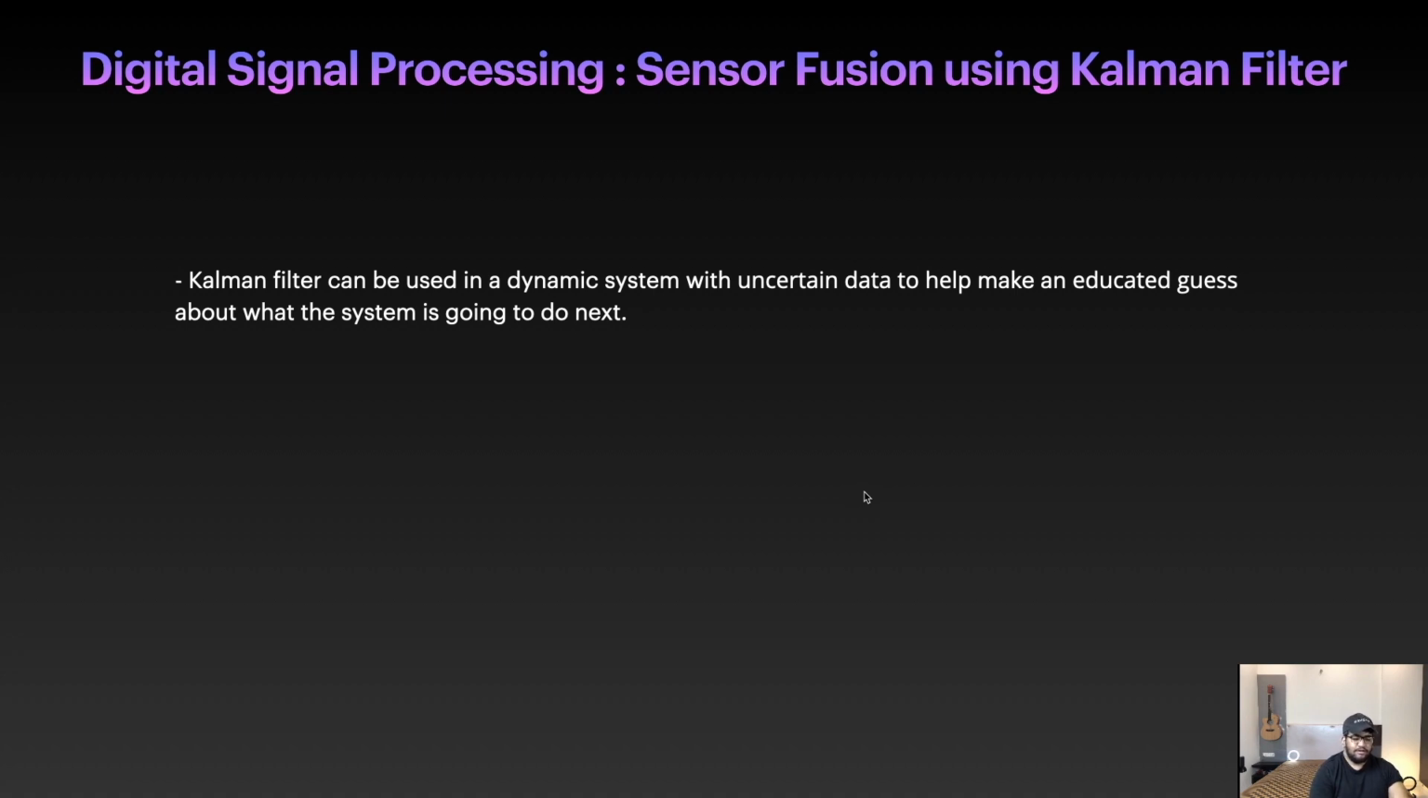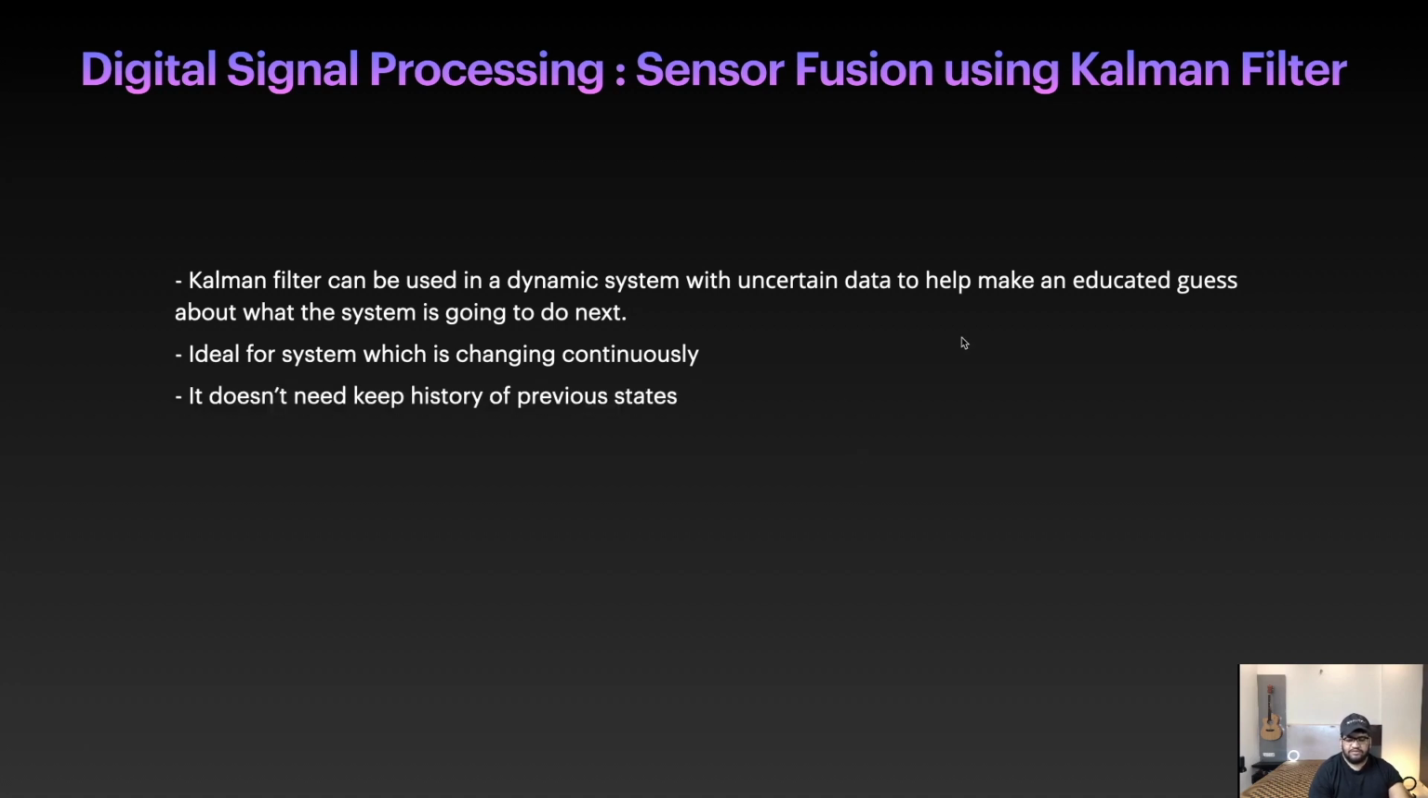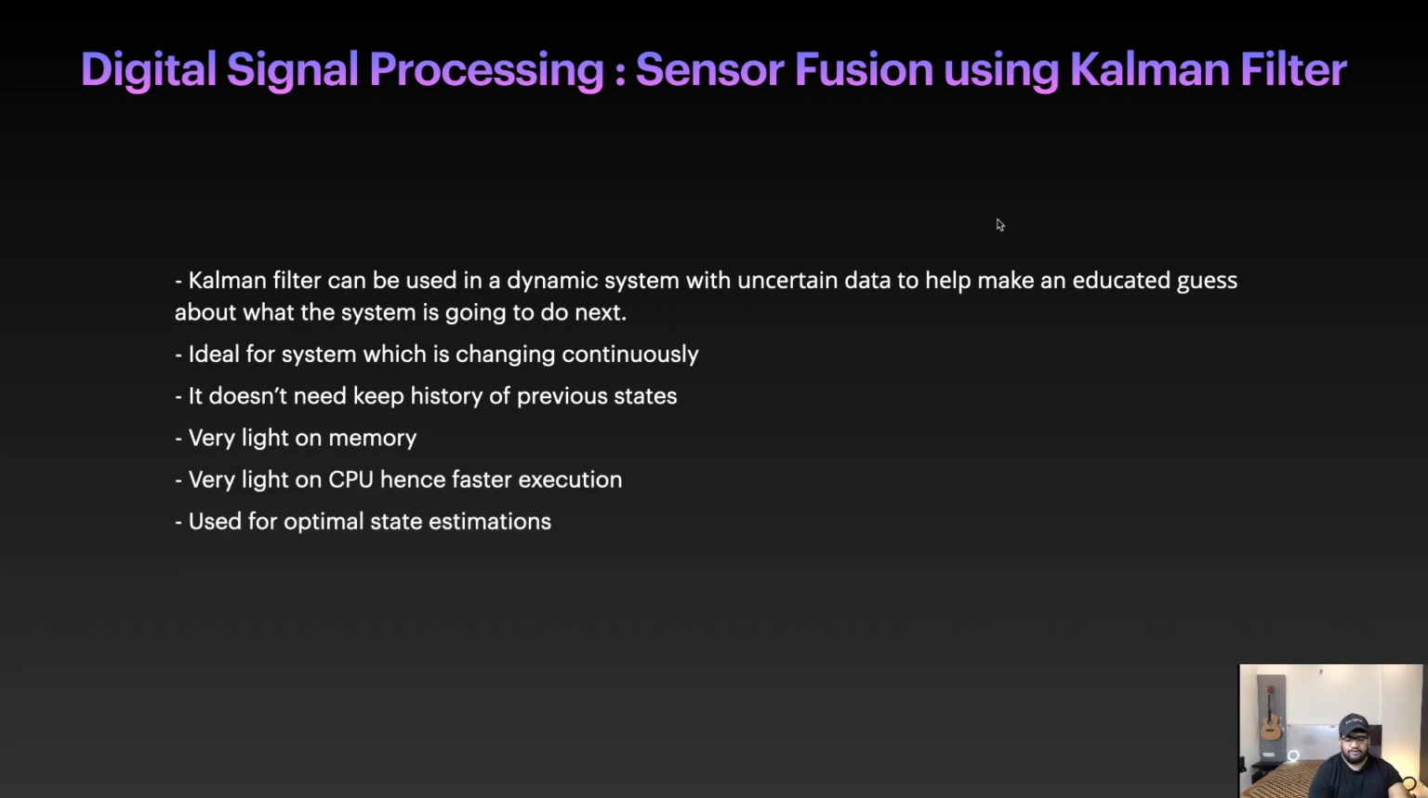So it's not absolute, it will give you the estimation. It's ideal for a system that is continuously changing, and for FPV drones, we are flying very fast through the gates and doing all kinds of maneuvers. So it's really ideal for these kinds of situations. It does not keep history of the previous state. As I already mentioned, the complementary filter needs the previous value to integrate over time, but nothing of that sort in Kalman. And that is why it's very light on memory and very light on CPU for faster execution. And again, it's used for optimal state estimation.